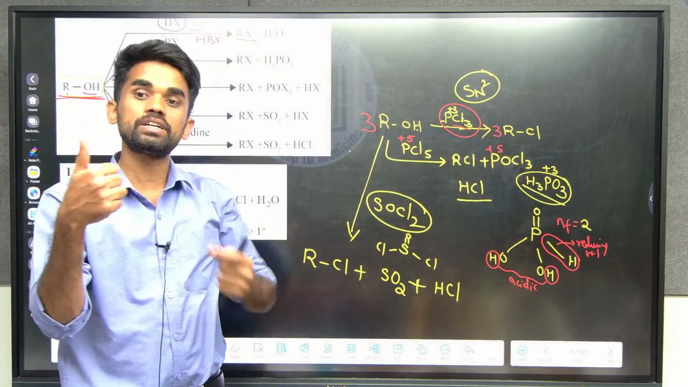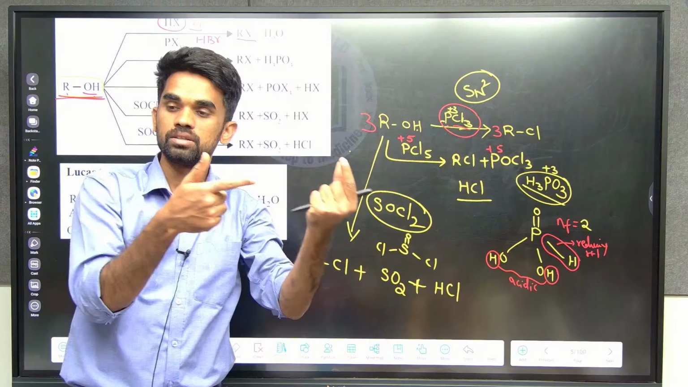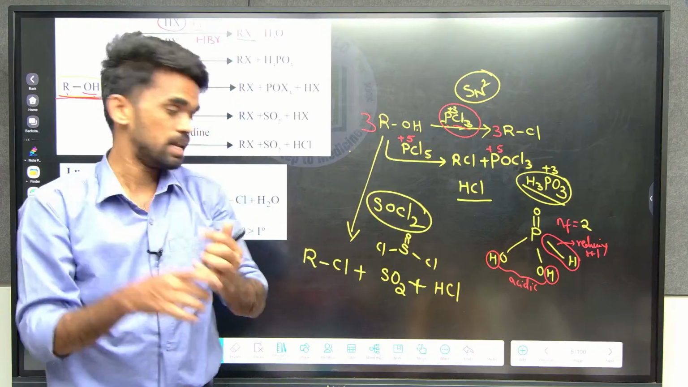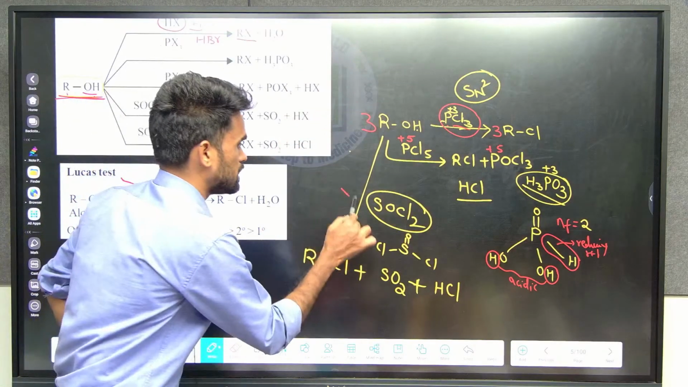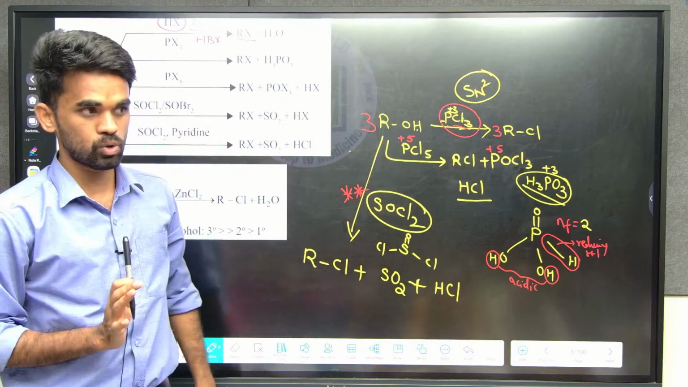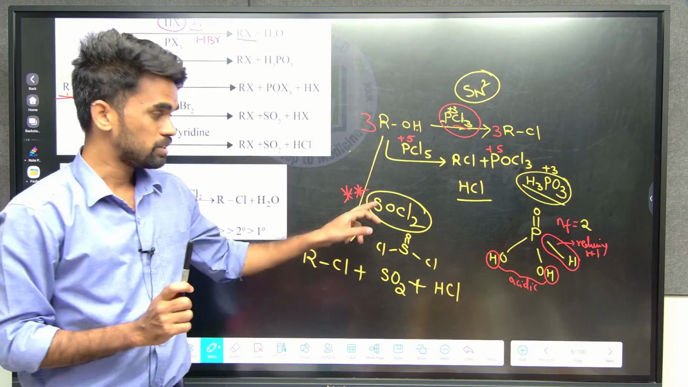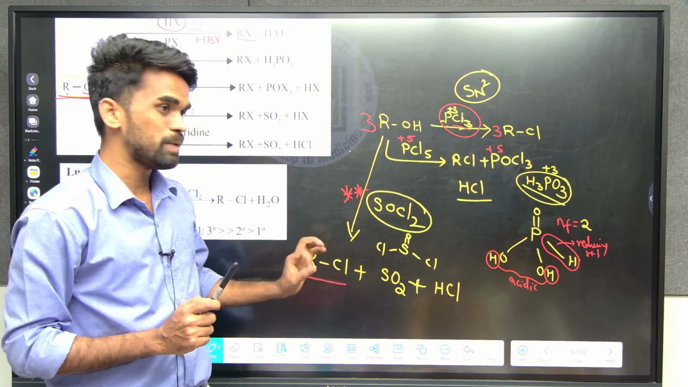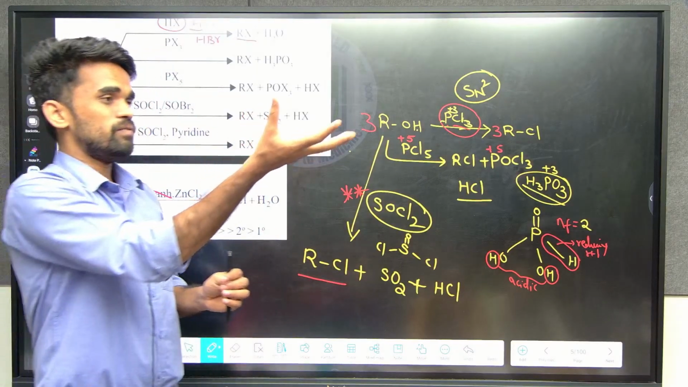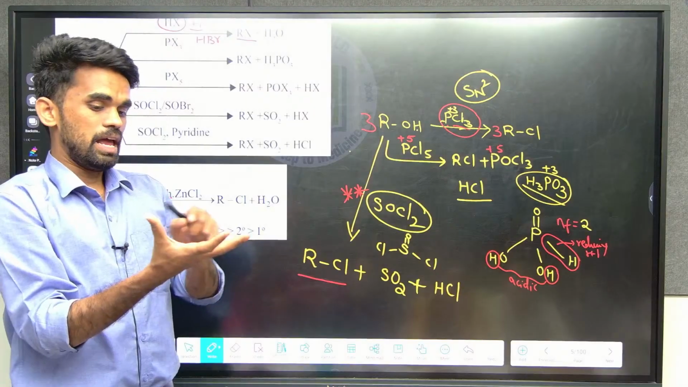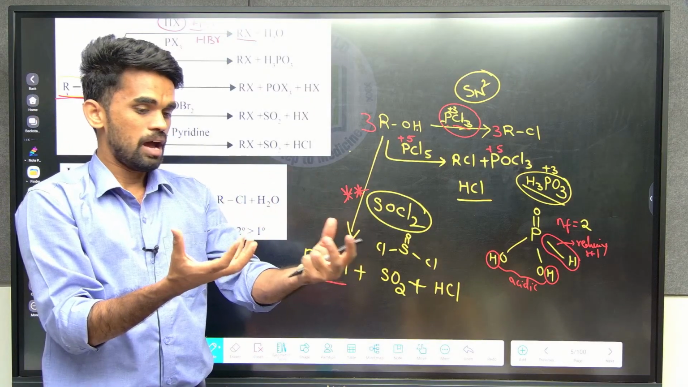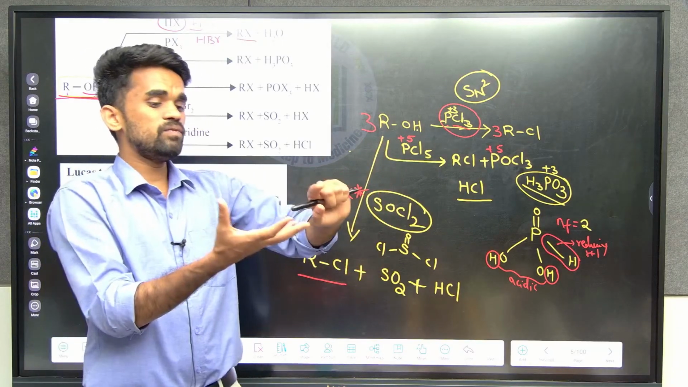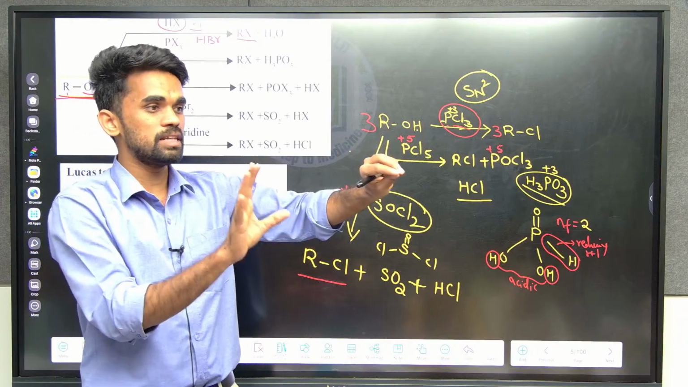Alcohols upon treating with thionyl chloride form RCl, SO2 and HCl. Out of these methods, this is the best method for preparation of alkyl chlorides. Why the best method? When we are doing a reaction, along with our products, some byproducts also form. I don't want all those byproducts; I need to remove them, filter them out. So if the byproducts formed are removed easily, then that method is best.